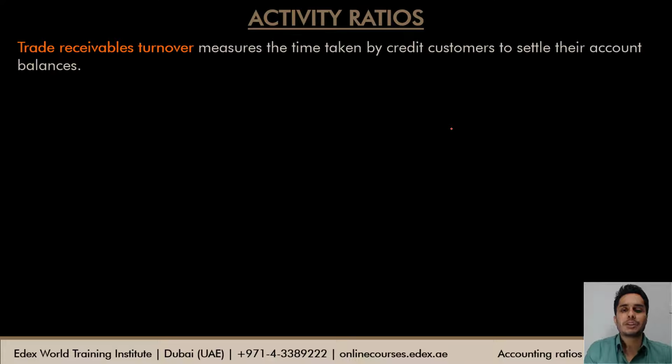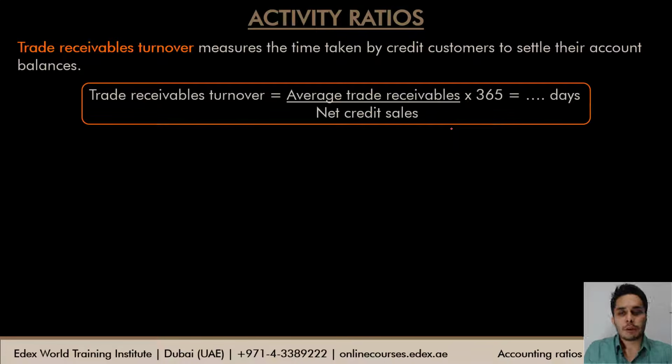This ratio measures the time taken by customers to pay off the debts to the business. The formula would be average trade receivables. Again, average is calculated as opening trade receivables plus closing receivables divided by 2. And net credit sales is net of sales returns. Only credit sales, net of sales returns. Multiplied by 365, and this ratio is calculated in terms of days. How many days the customer is taking to pay off the business debts.